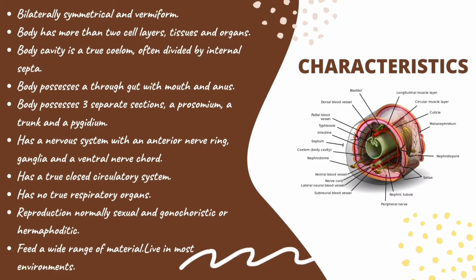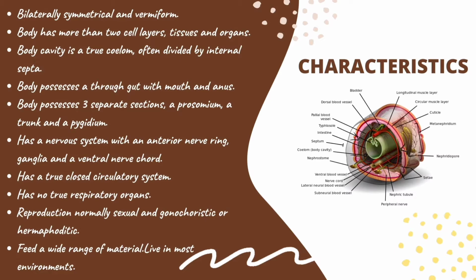Secondly, the body of annelids has more than two cell layers, tissues, and organs. The body cavity of annelids also is a true coelom, often divided by internal septa. Body cavity is a fluid-filled space inside the body that holds and protects internal organs, while coelom is the main body cavity in most animals.